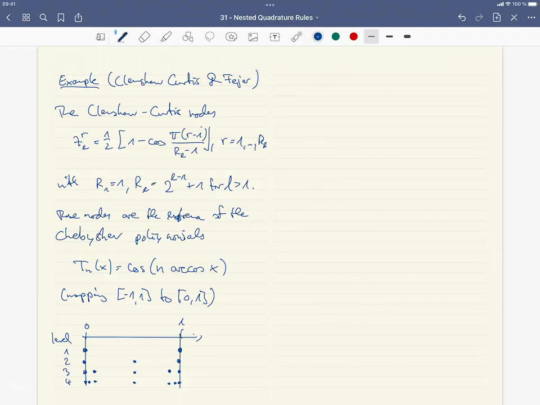And the Fejér rule, however you pronounce it, uses the nodes of Clenshaw-Curtis, but without the boundary points. All right, so these are nested quadrature rules.